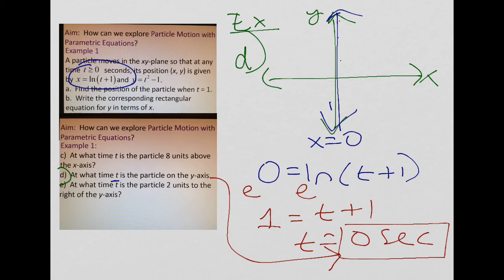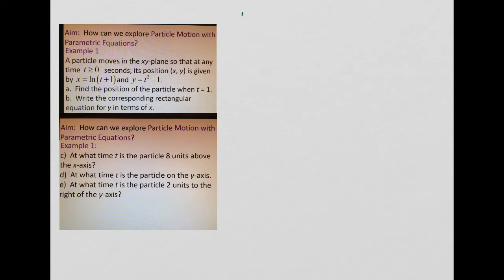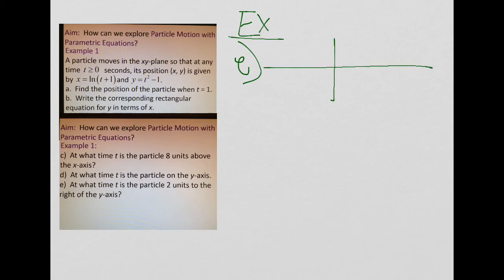And E. So in E, it says, at what time t is the particle 2 units to the right of the y-axis? So you're going to notice with a lot of these word problems, you have to try to figure out what's being asked of you, what would make sense, and use what we learned in math already. Keep in mind everything we looked at about particle motion and parametric equations. If you need to actually graph out the path, then create a table of values and use the half intervals.